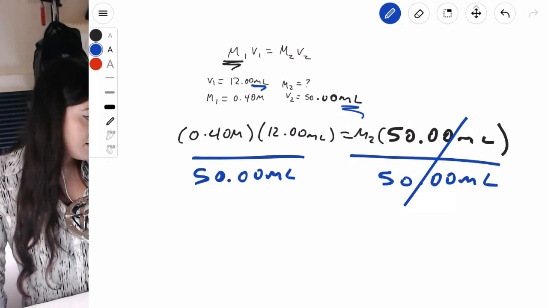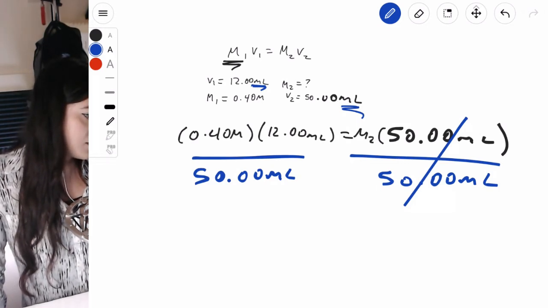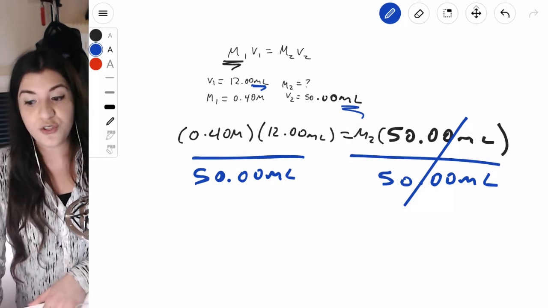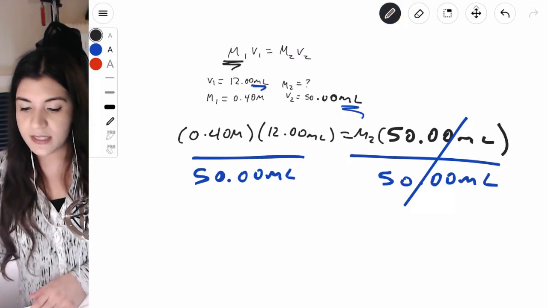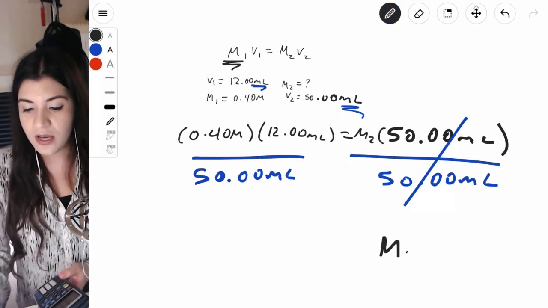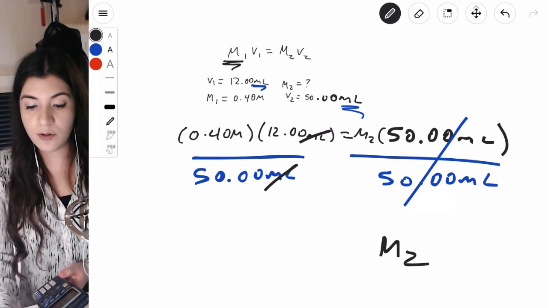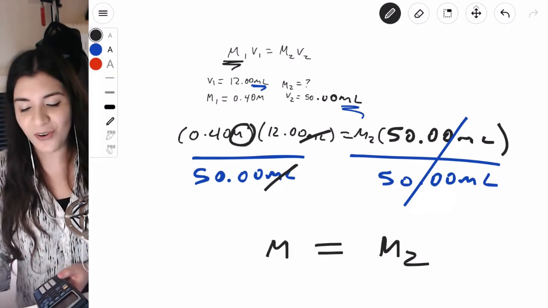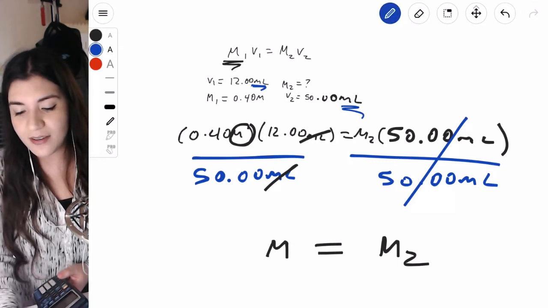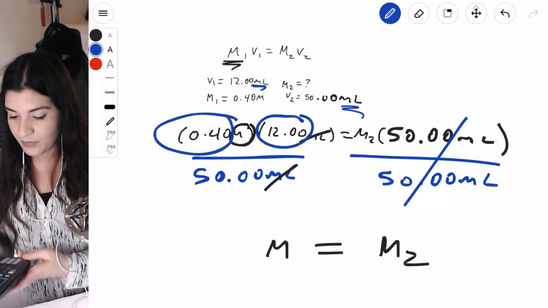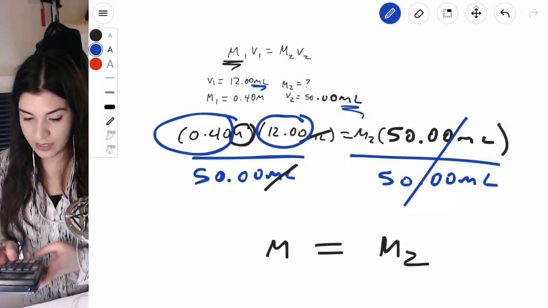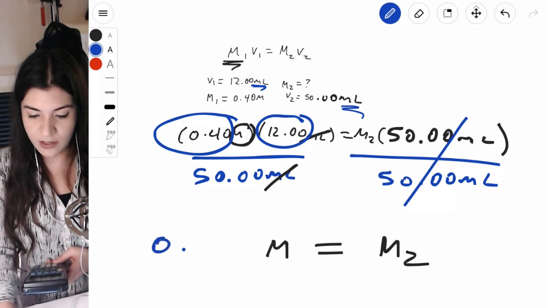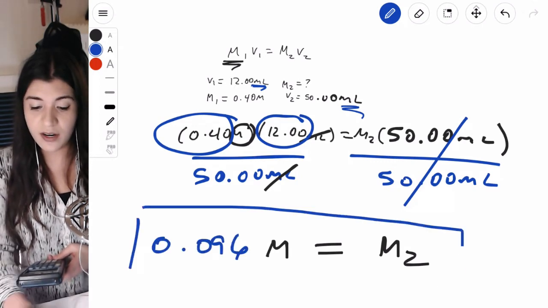For people who are joining, this is a question talking about concentration and dilution. So I'm doing dilution questions right now. So that would cancel out. And let's see what this would give us. By the way, these milliliters would cancel and we would be left with molarity, which is perfect because that is what we're solving for. So this would have been 0.40 times 12, and then I'll divide by 50. So 0.40 times 12 and divide that by 50. That would give us 0.096, and that would be our molarity.